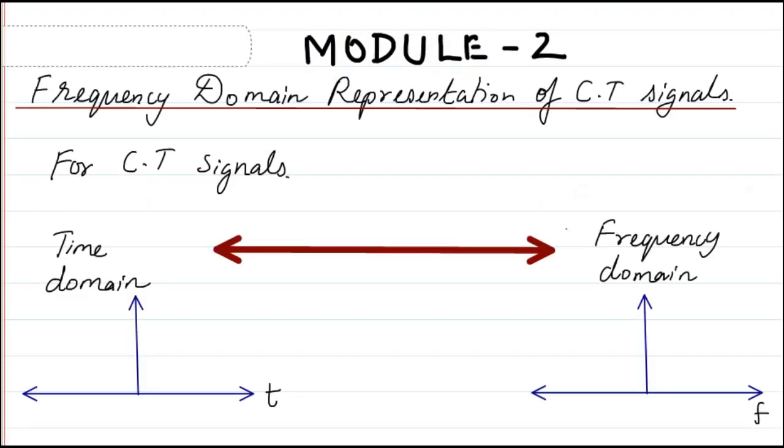Hello students, next we move to module 2, which is trying to analyze the frequency domain representation of continuous time signals. The next module, module 3, will be the frequency domain representation of discrete time signals. But module 2 is completely consisting of the frequency domain representation of continuous time signals.